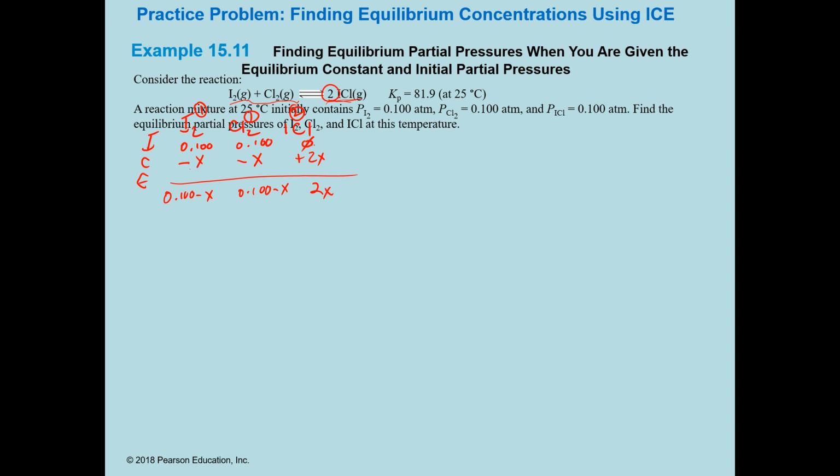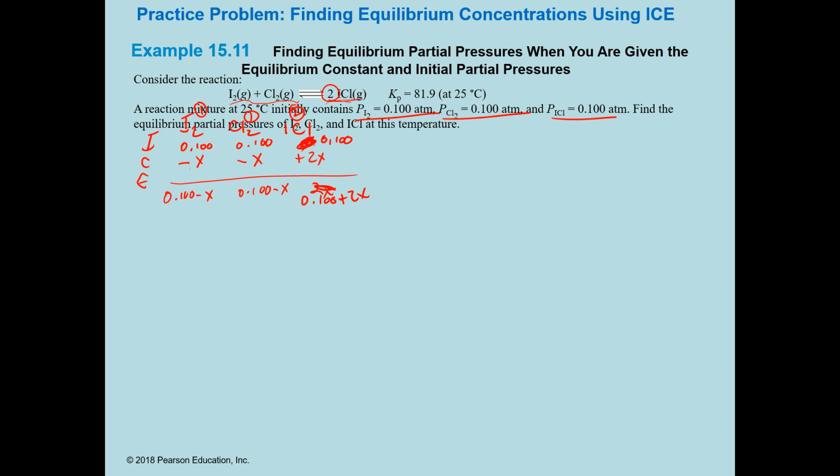Right? Oh, wait. I already had some of this. My bad. The ICl was also 0.1. So everything was 0.1. So, sorry, I wasn't looking at it right. It's plus 2x, sorry. I didn't read like I tell y'all to do. So the partial pressure of the I2 is 0.1 atmospheres. Chlorine is 0.1 atmospheres. And then ICl is 0.1 atmosphere. So everybody's 0.1 atmosphere to start with.